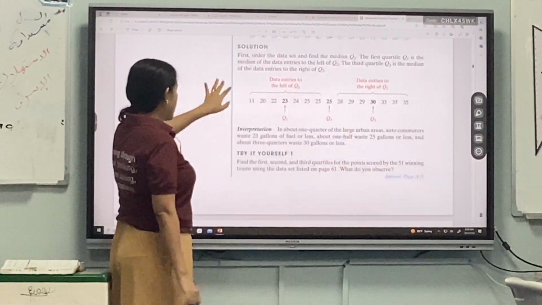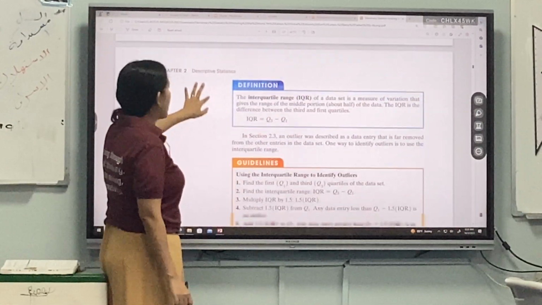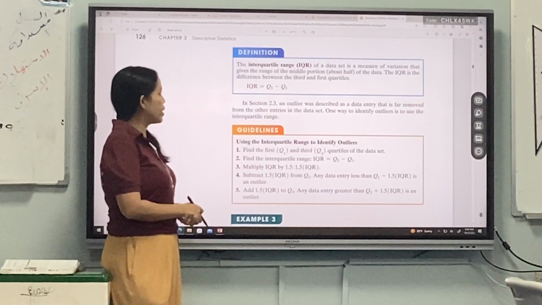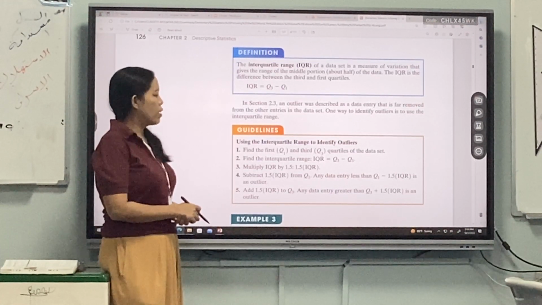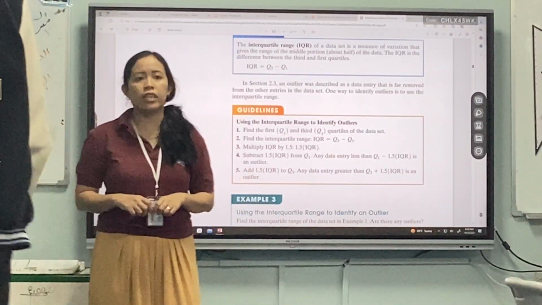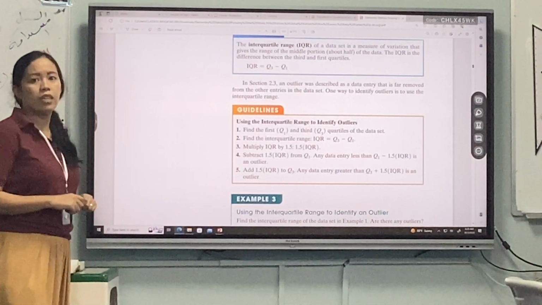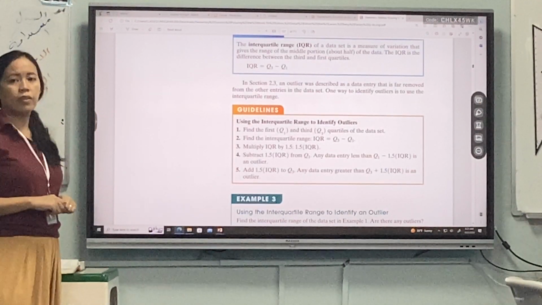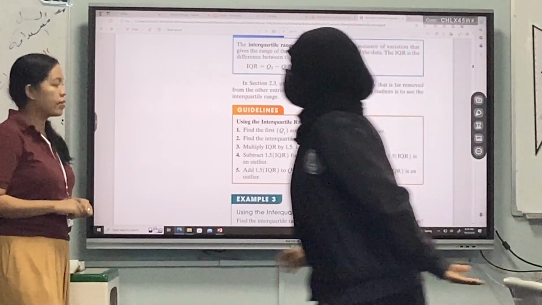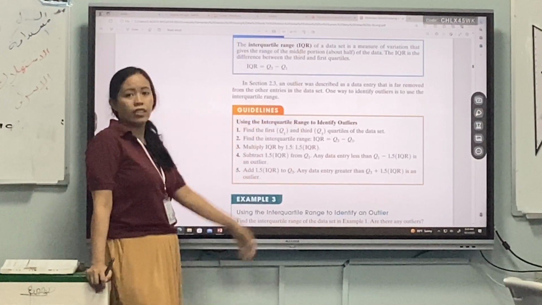Next, we discussed also how to find the interquartile range. So in interquartile range, what does it mean? Okay, now we are using interquartile range to identify the outliers. Can you please tell me the formula, Hannah, how to find the outliers? IQR equals Q3 minus Q1. No, wait, sorry. To find the outlier.